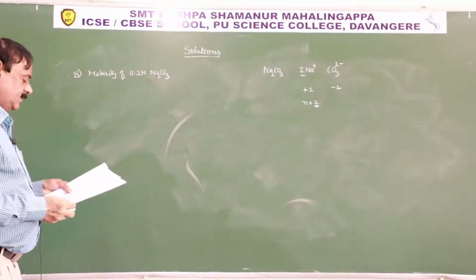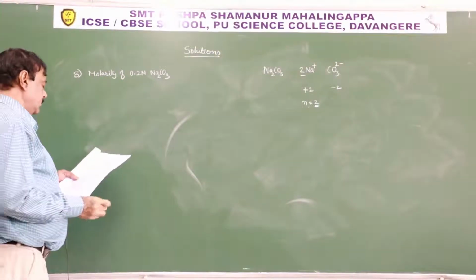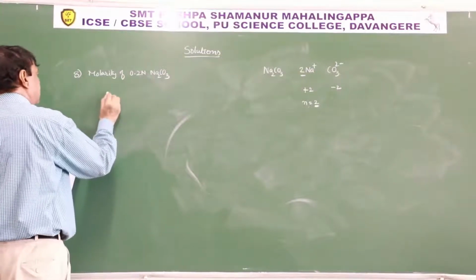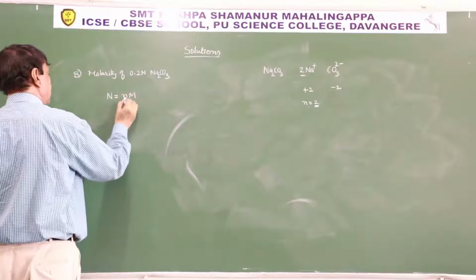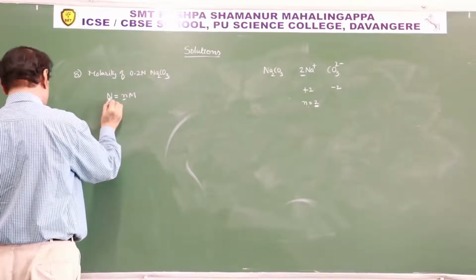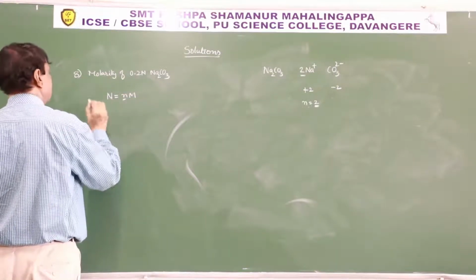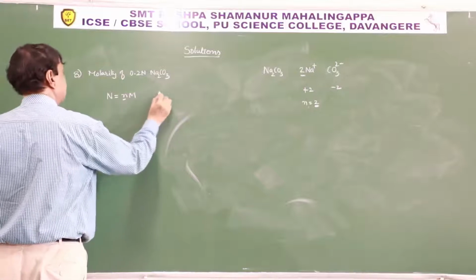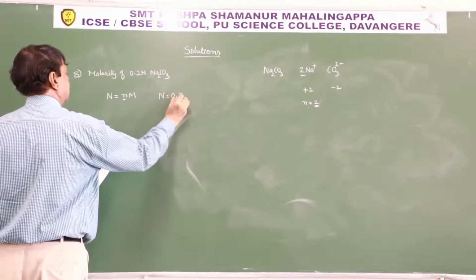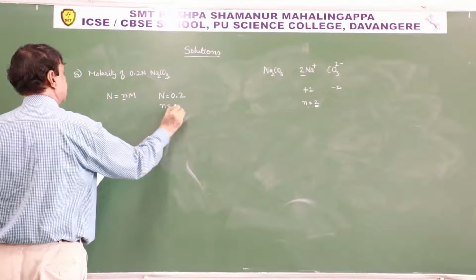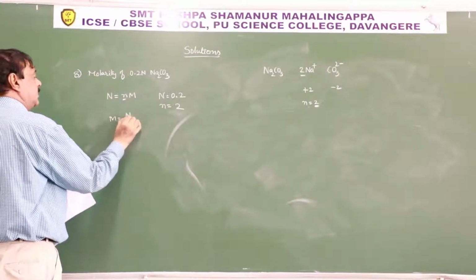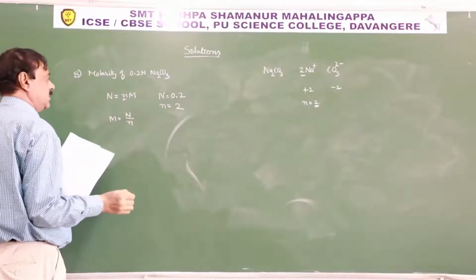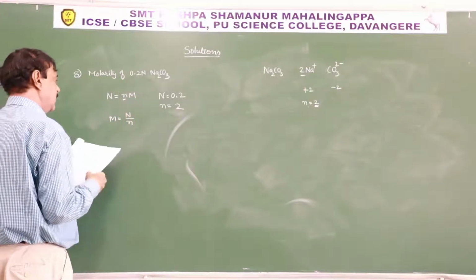The molarity of 0.2 normal solution. You know that N is equal to nM, where N is the normality. Normality is given, that is 0.2. Small n is given, that is 2. Therefore, molarity of the solution is given by N divided by small n.